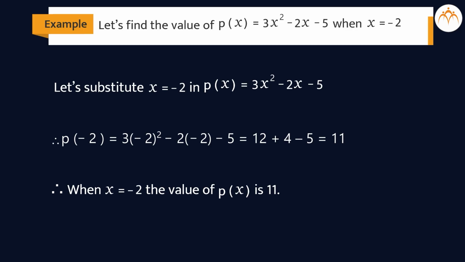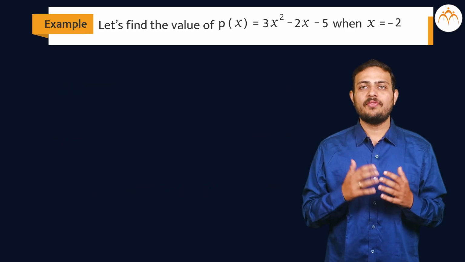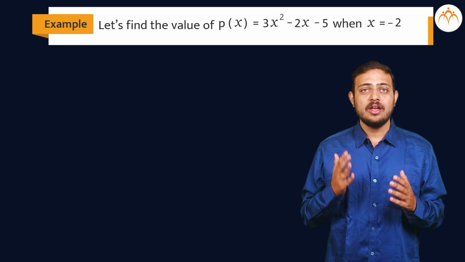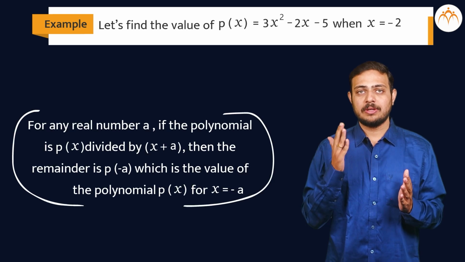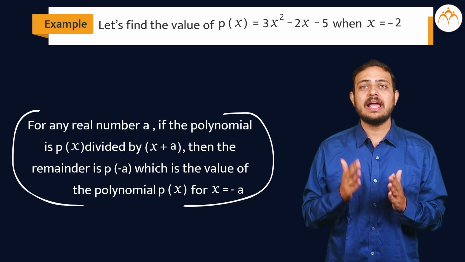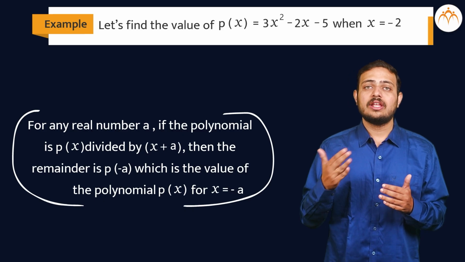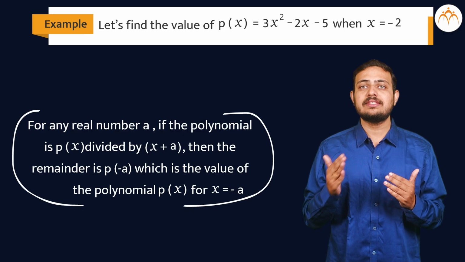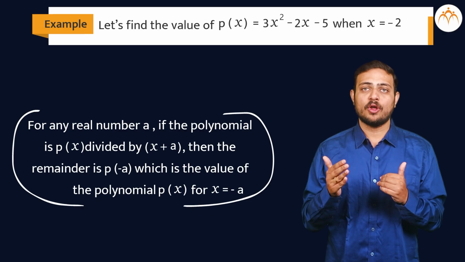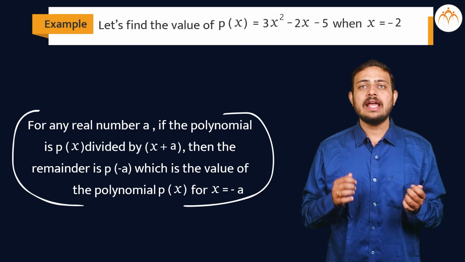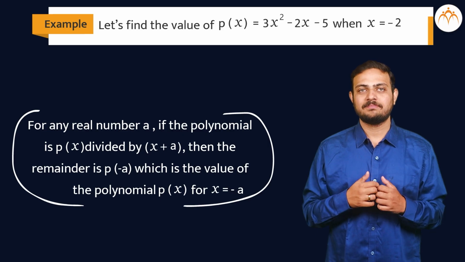Thus, the remainder obtained when the polynomial p of x is equal to 3 into x square minus 2x minus 5 is divided by x plus 2 and the value of p of x when x is equal to minus 2 are same. Here we have verified the remainder theorem. We can say that for any real number a, if the polynomial p of x is divided by x plus a, then the remainder is p of minus a, which is the value of the polynomial p of x for x is equal to minus a.